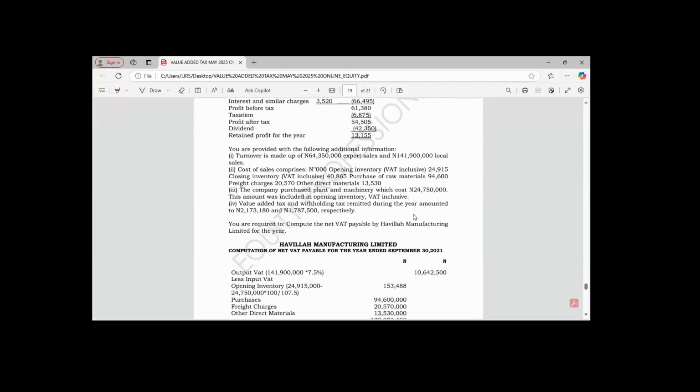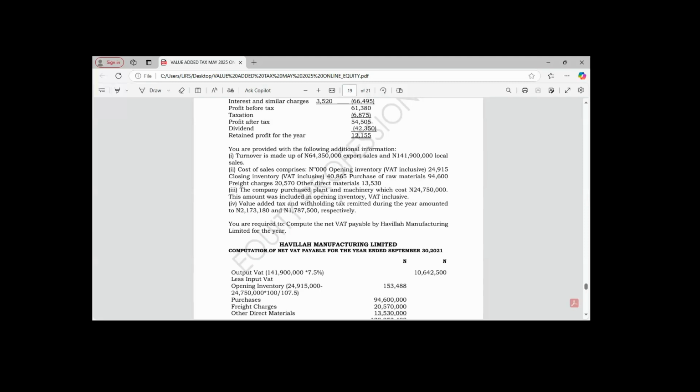Then you are provided with the following additional information. Turnover is made up of 54,350 export sales and local sales. Turnover is divided into two: both export and local. Cost of sales comprises opening inventory, VAT inclusive, closing inventory, VAT inclusive, purchases of raw material, freight charges, and other direct material. That will give us the percentage.